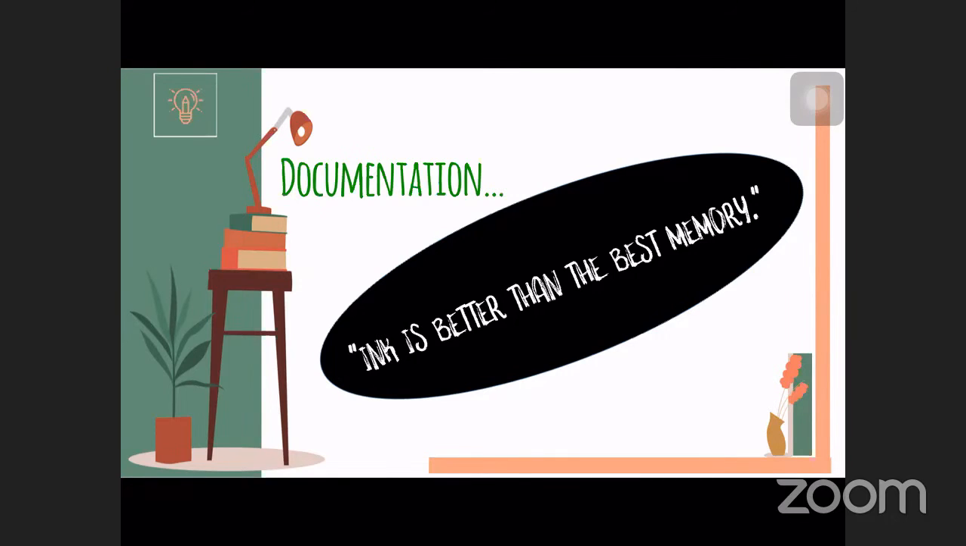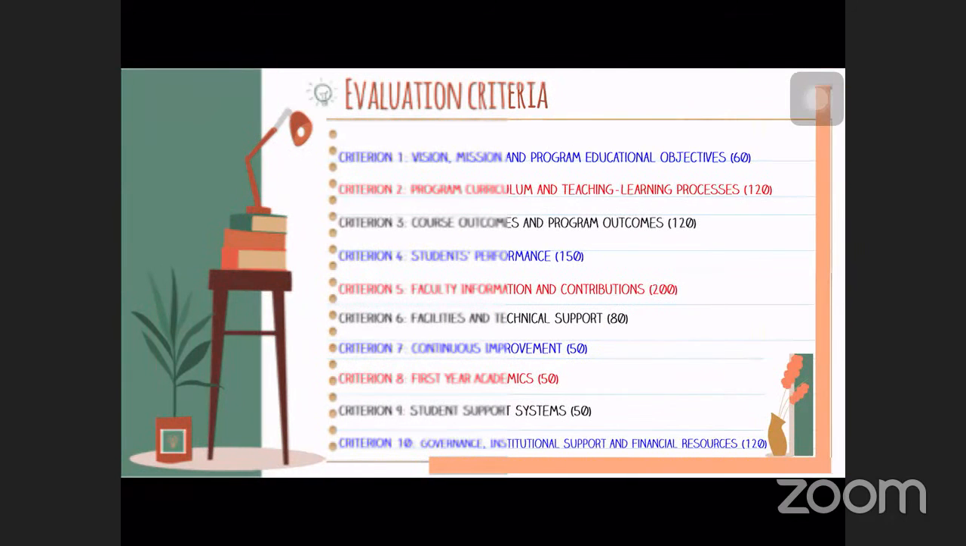Now, to assess ourselves, there have to be certain criteria based on which the accreditation agency will evaluate us. For this National Board of Accreditation, there are 10 different criteria based on which the team of evaluators will evaluate the institution as well as the department. Now, let me go into those criteria. Those are the evaluation criteria. So there are 10 evaluation criteria overall.